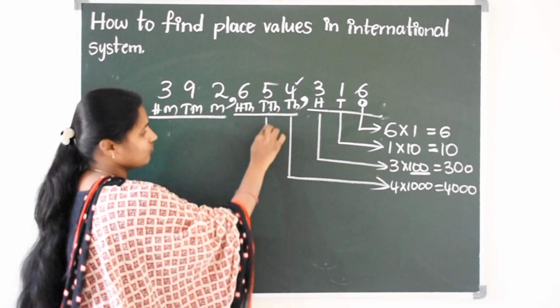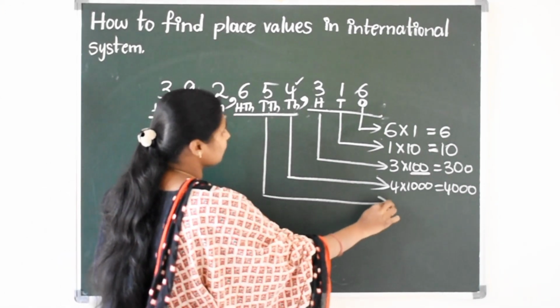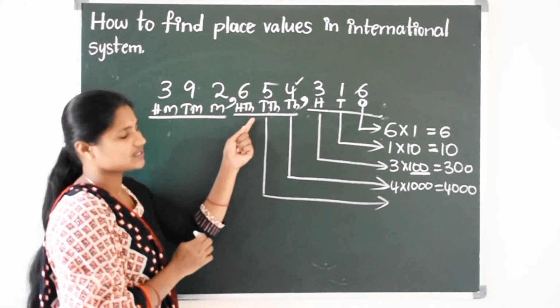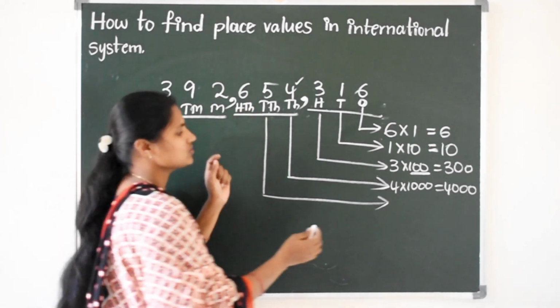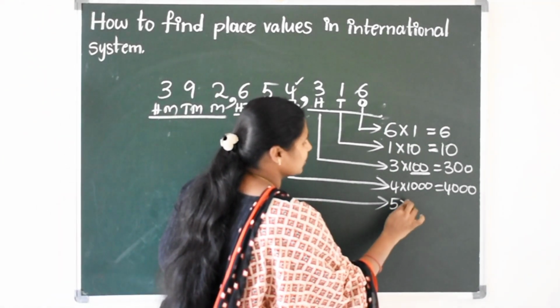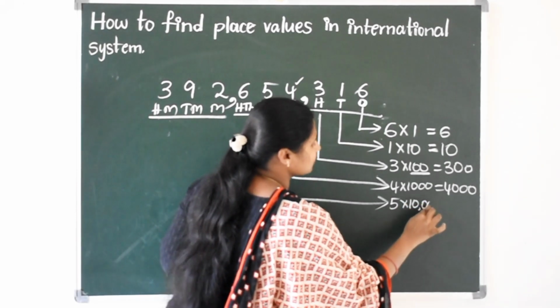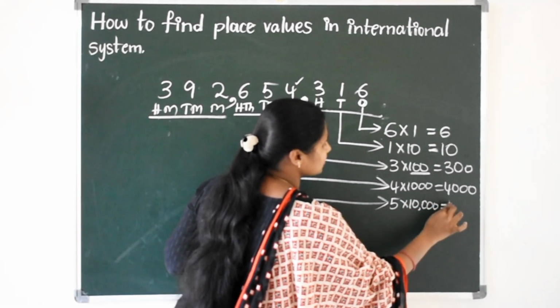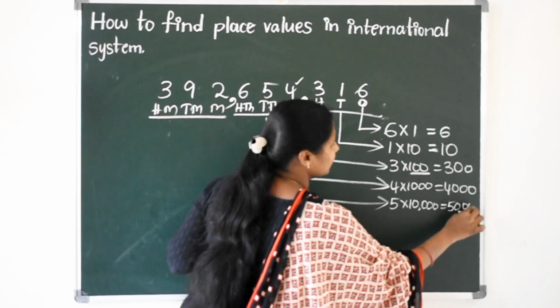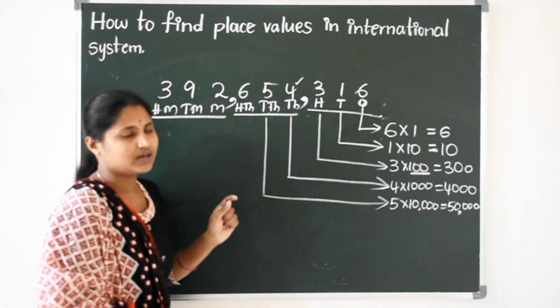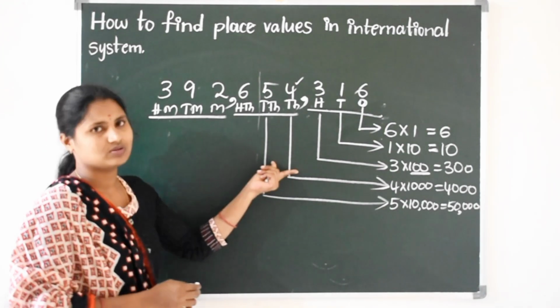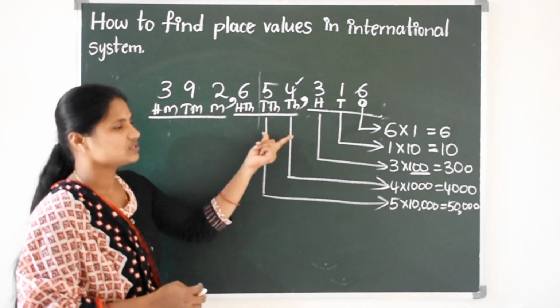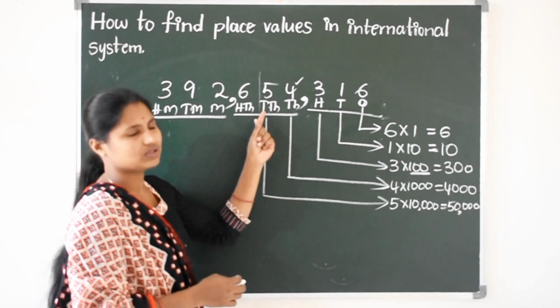Next 5. The place value of 5 here. 5 is in which place? The 10,000s place. So multiply 5 with 10,000. 5 into 10,000 gives 50,000. Right? So up to here we know how to find place values. In the Indian system also it is the same, up to thousands and 10,000s place.